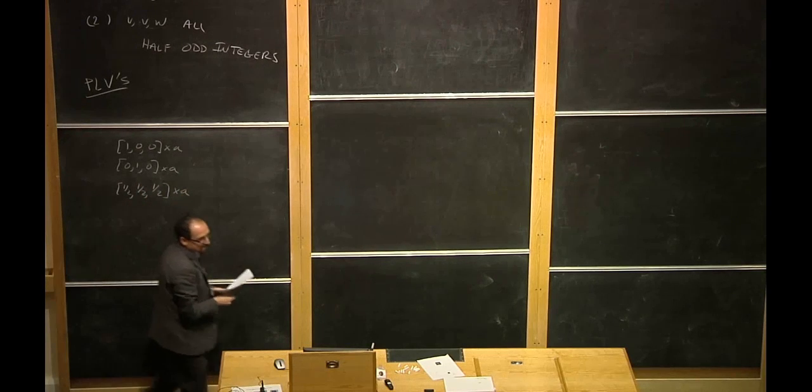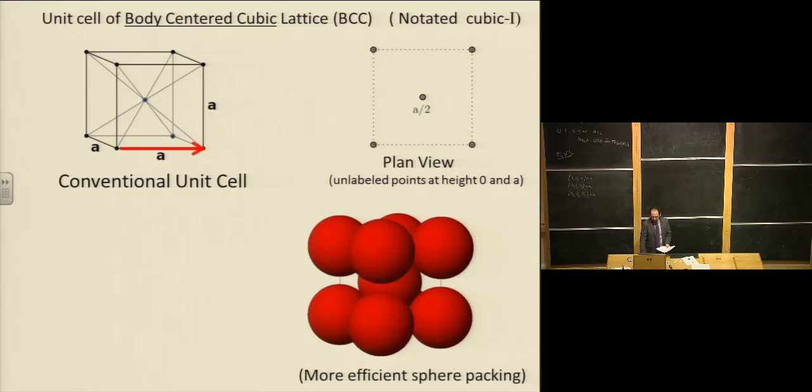So let's see that on this plot here. So it's 1, 0, 0 times A, 0, 1, 0 times A, and 1 half, 1 half, 1 half times A. And to convince yourself that these things are primitive lattice vectors, all we have to do is convince ourselves that you can get to any point of the lattice by adding these together in integer combinations.